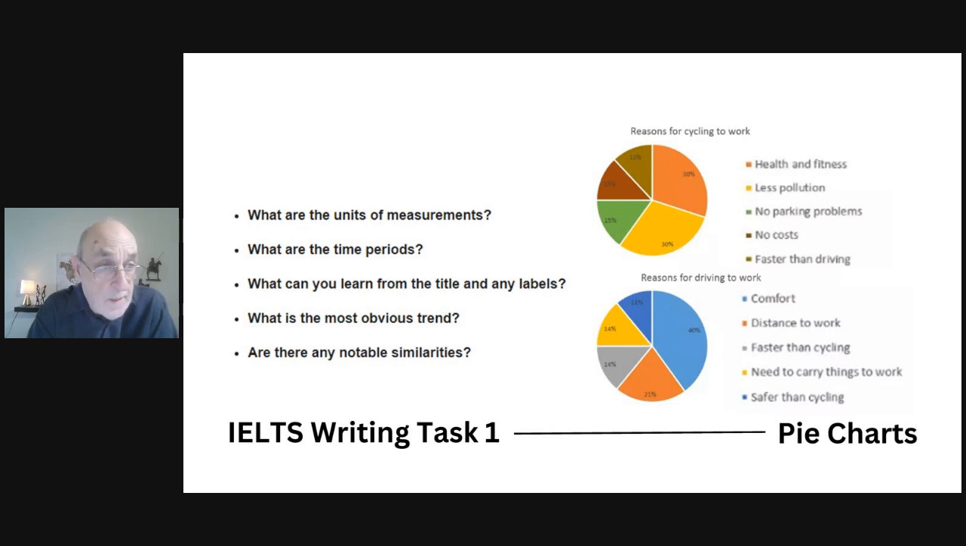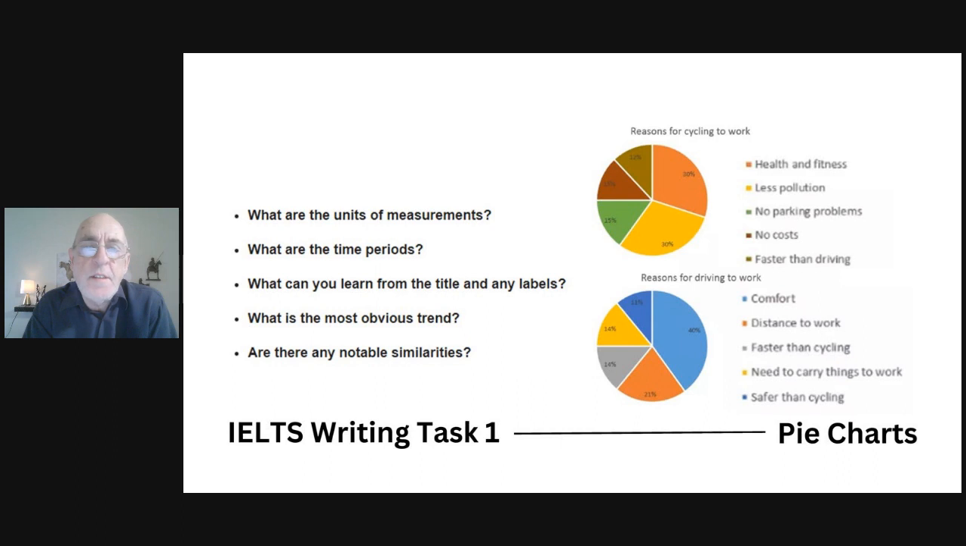The next most important thing is to look at the labels and the titles of these pie charts. And we can see that these 2 pie charts, one is the reasons for cycling to work, and the other one is the reasons for driving to work. And then we have labels that describe 5 different reasons for cycling and 5 different reasons for driving to work. And then we want to look at, are there any obvious trends? And for obvious trends, we just want to look at the biggest segments of the pie chart. For cycling, it's health and fitness and less pollution.